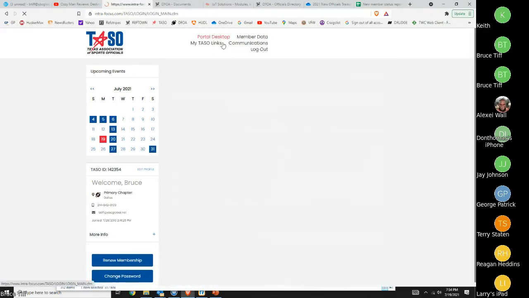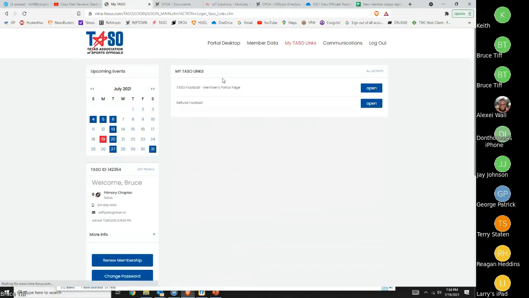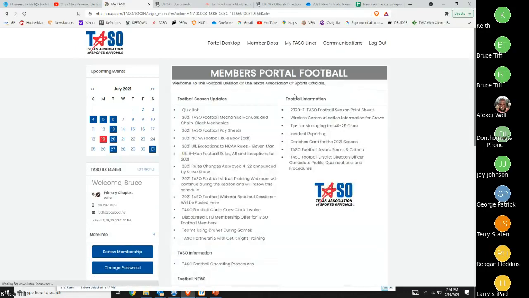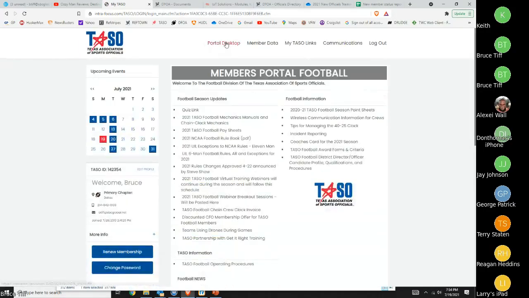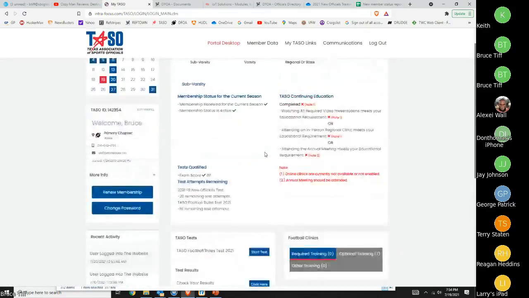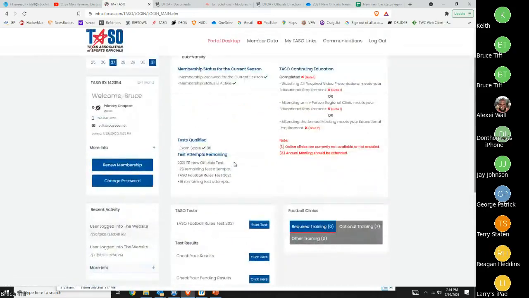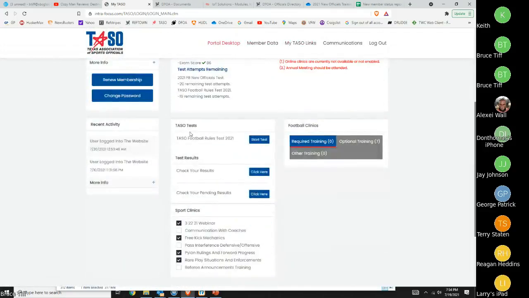Now, going back to my portal desktop in football, let me see if I remember how to get to the test. I always forget how. I haven't actually done it yet this year. I'm kind of learning as well here. Oh, here it is. It's actually on the portal desktop. I just didn't click. Once you log in, before you click on anything, you're going to be at the portal desktop. Just scroll down and you're going to see the TASO test.